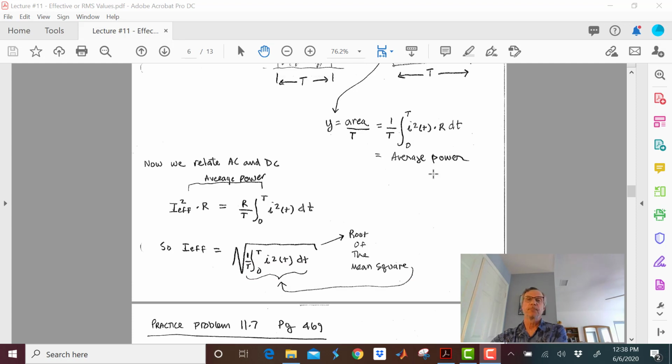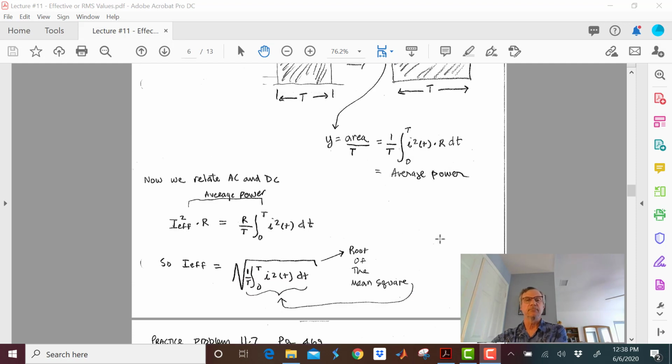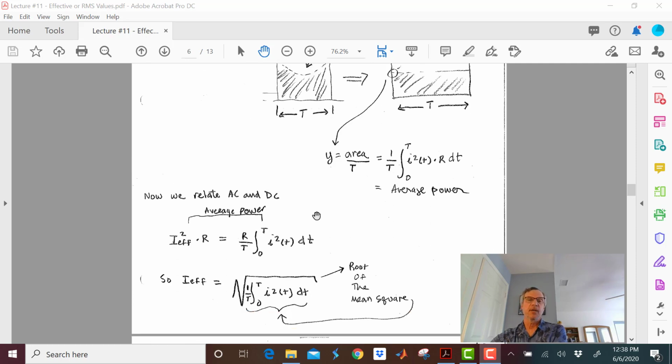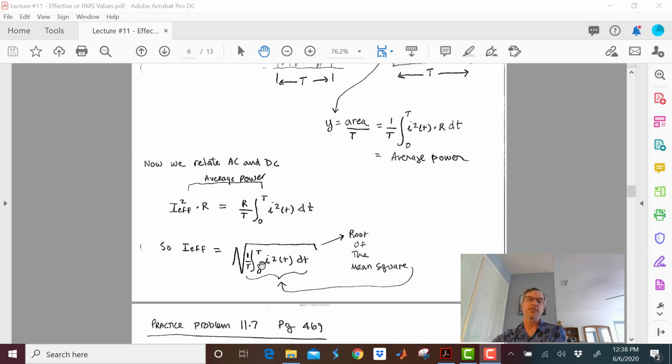The resistor canceled out, didn't it? We did I squared effective times R, and it is gone. So we don't have the resistance in our formula here.